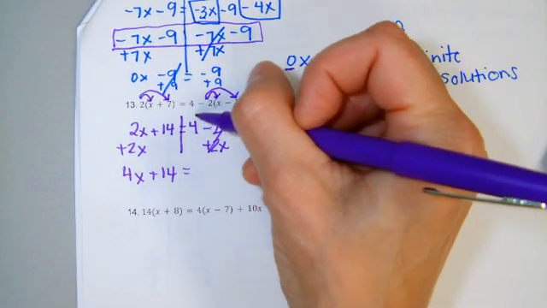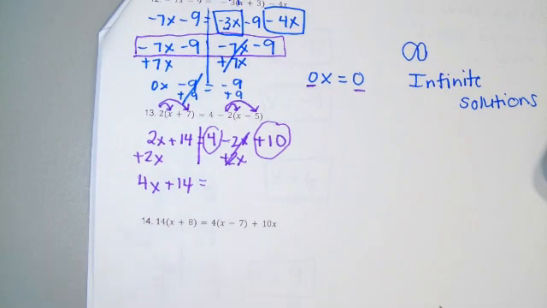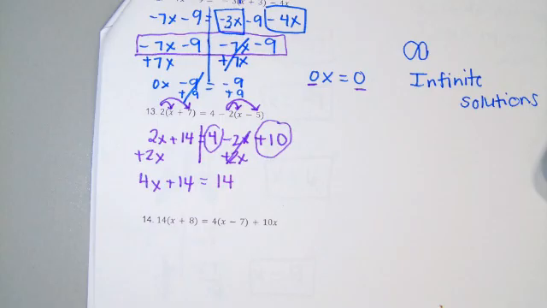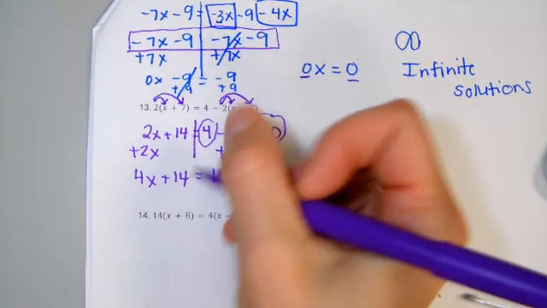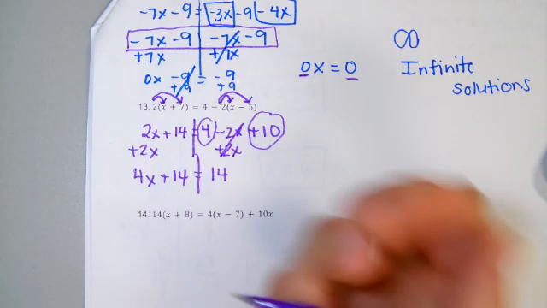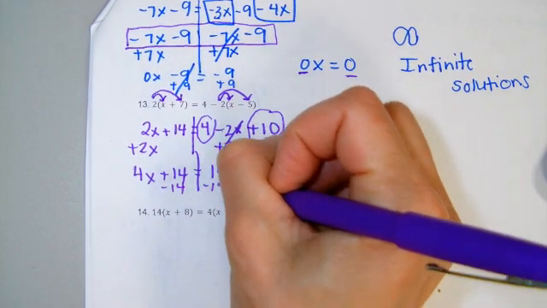Can I do 4 plus 10 and put that together? Yes, I can. And that would give me 14 on this side. All right, keep solving, right? So now I have 1, 2, 3 terms. So I'm going to undo stuff. So I'm going to subtract 14 here and subtract 14 here.